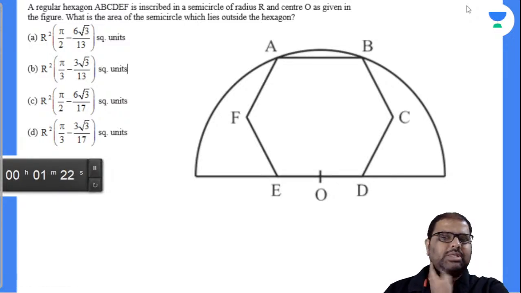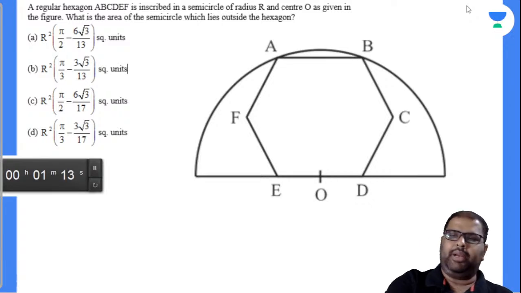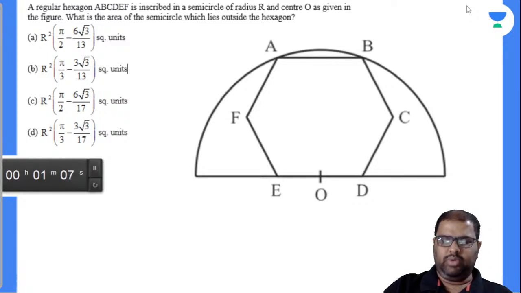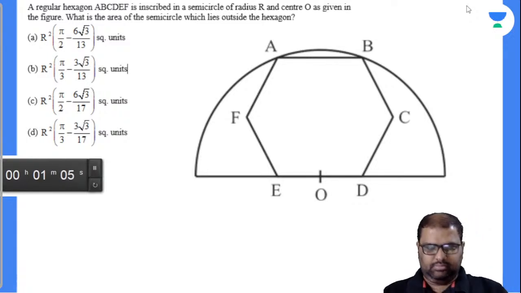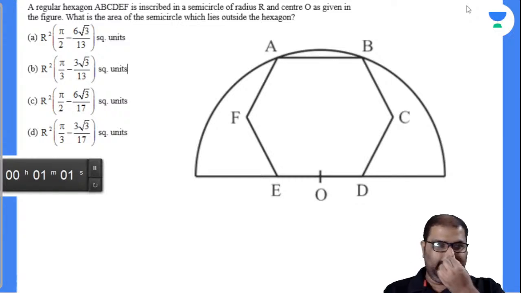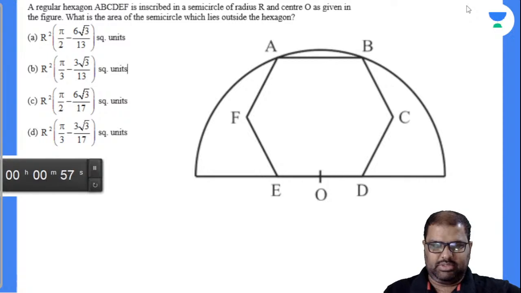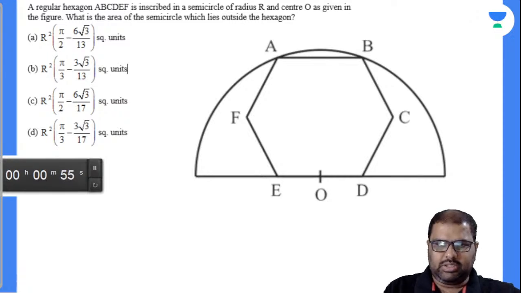A regular hexagon A, B, C, D, E, F is inscribed in a semicircle of radius R, capital R, and center O as given in the figure. Okay, fine. So what shall we do now? What is the area of the semicircle outside the hexagon, is the question asked, it seems. Chalo. Let's see how many can solve this.